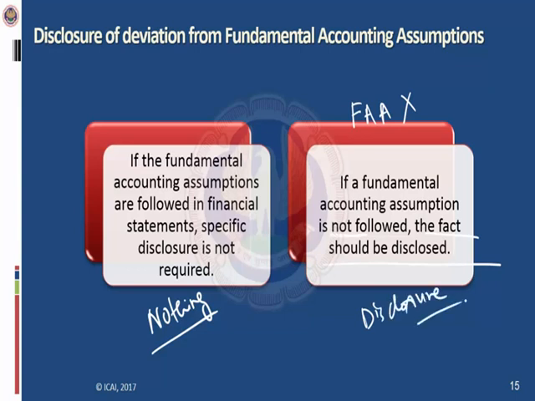So if the entity is not a going concern entity, it is not applying the consistency principle, it is not applying the accrual principle, then this fact needs to be disclosed in the financials of an entity.